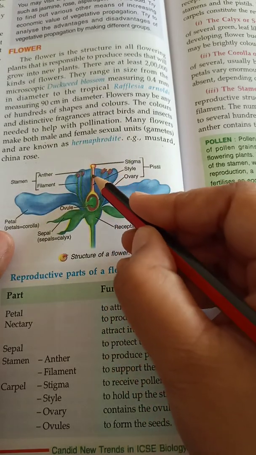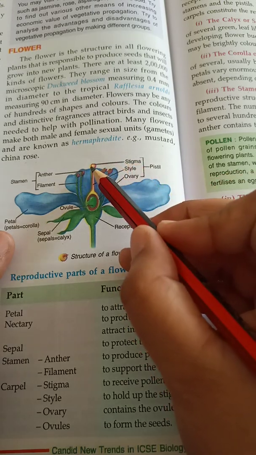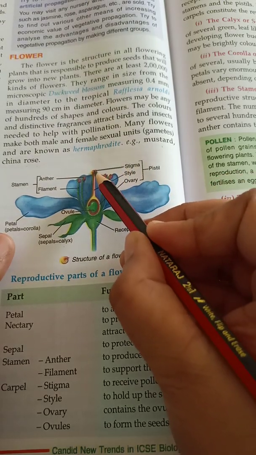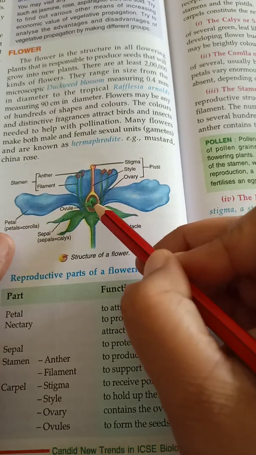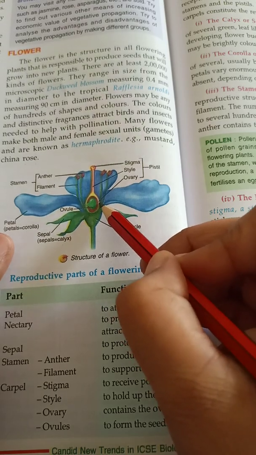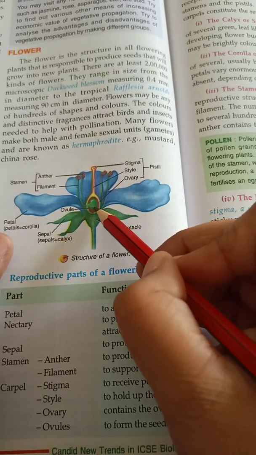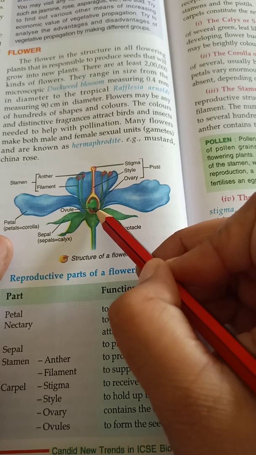And then in the center we can see the pistil, which is divided into three parts: the stigma, the sticky part at the top of the pistil, and this is the style, and this is the enlarged area at the base of the pistil, which is known as the ovary. And this ovary contains the ovules, and these ovules contain the female gametes.